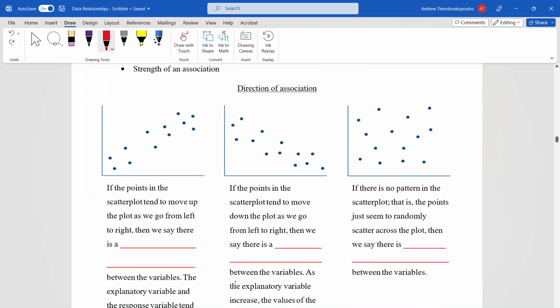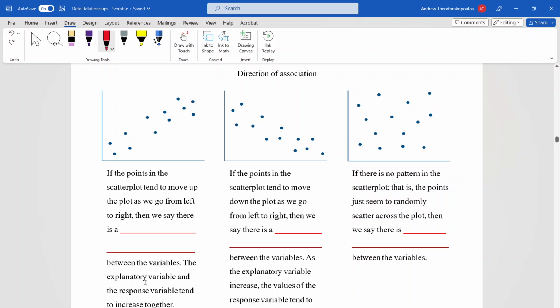Okay, so in terms of direction of an association, we look at this first picture here, we can see that there is an increasing trend, okay? So as these values go up, then these values go up. As we remember from the previous lesson, the ones at the bottom is the explanatory variable, and the ones on the up and down vertical scale is the response variable. So if they're both moving up from left to right, then we say that there is a positive association between the variable. The explanatory variable and the response variable together go up.